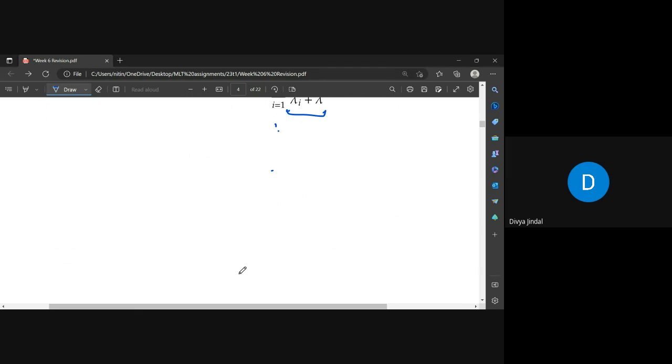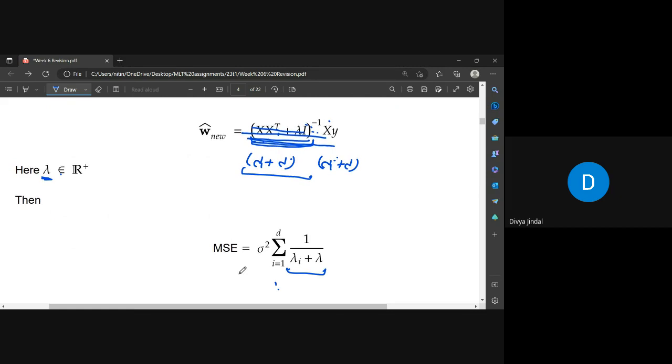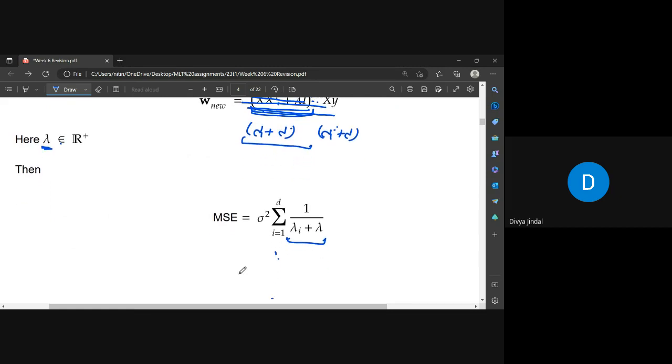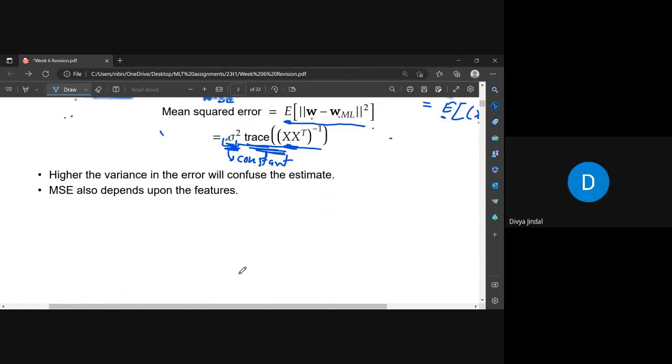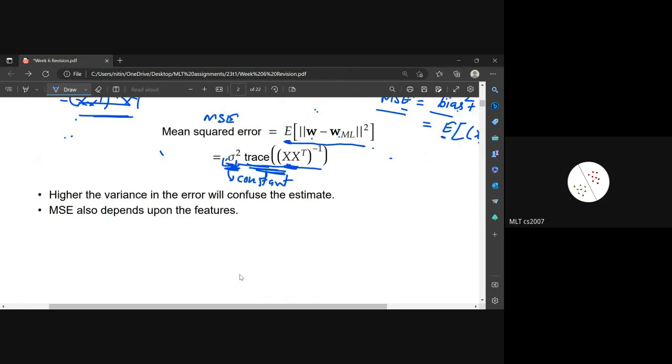Yes, the summation of these eigenvalues gives the trace. Why are we doing 1 by lambda i initially? This is the trace of X X transpose inverse. Remember the property of trace: trace is actually the sum of eigenvalues. So the eigenvalues of X X transpose are lambda i, and the eigenvalues of X X transpose inverse will be 1 over lambda i. So the trace is going to be the sum over 1 over lambda i. All right. Thank you.